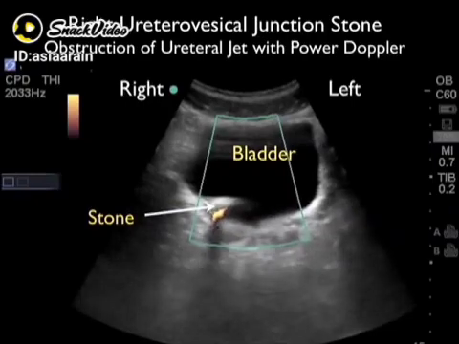If we apply Doppler sonography there, we can see that the ureteral jets, the flow of urine coming out through the UVJ into the bladder, is being blocked by this 1 centimeter stone that's plugged at the UVJ. So in fact, this patient had to go to the cystoscopy lab to get the large stone removed, relieving the obstruction of urine into the bladder.